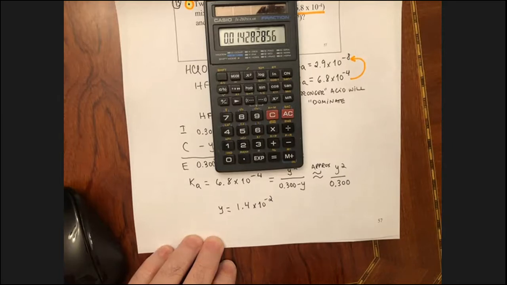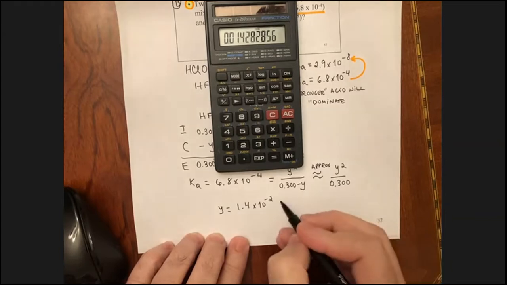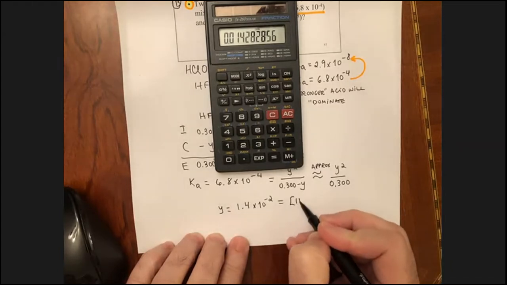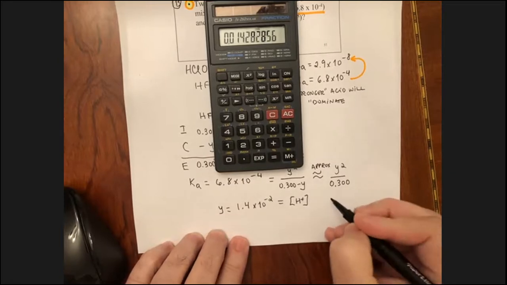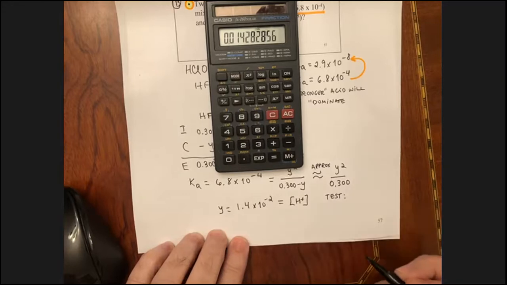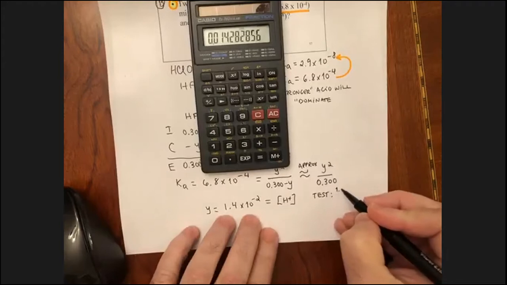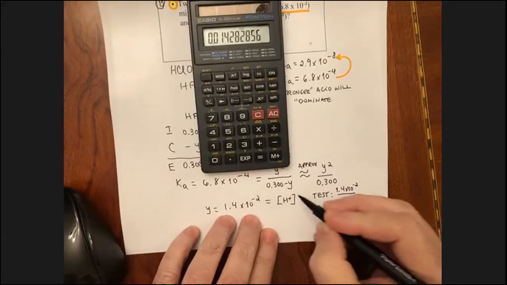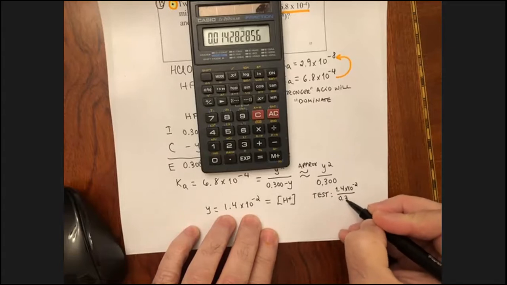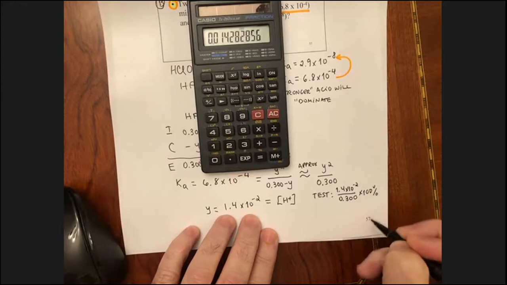Now, all things being the same, this would be the concentration of hydrogen ions. But remember, we need to do our test. So let's make sure that this value that we obtained by approximation is okay. So 1.4 times 10 to the negative 2 divided by the initial concentration, or 0.300, times 100%.